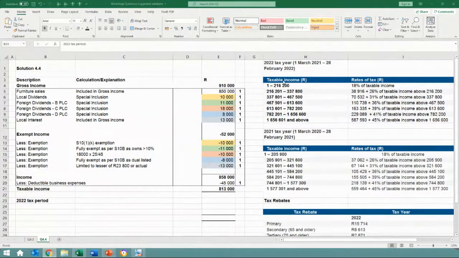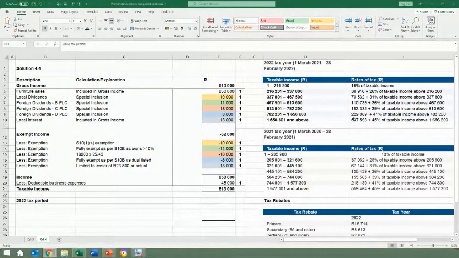Now what you have to do is first start with the left-hand side of the table, which is your taxable income. Then you look at where that 813,000 falls. That would be in this category between 782,000 up to 1.6 million. That amount is in there. Then you move to the right-hand side. That is where it explains how to do the calculation.